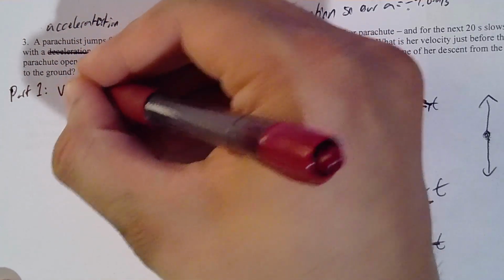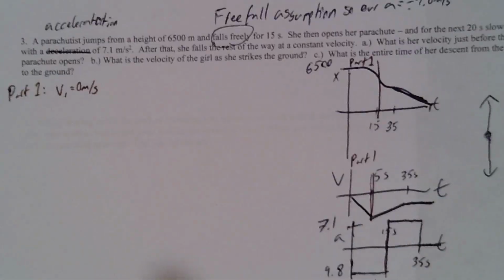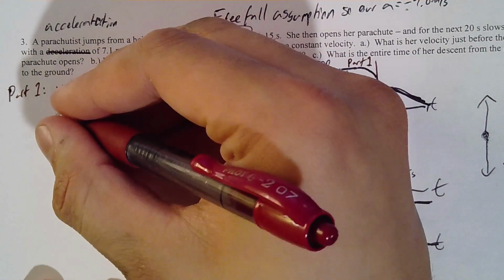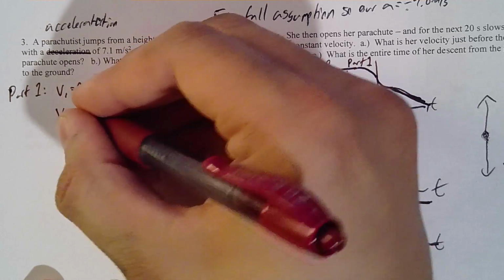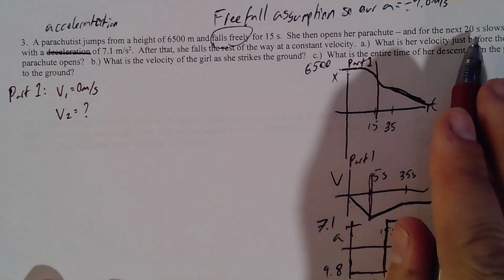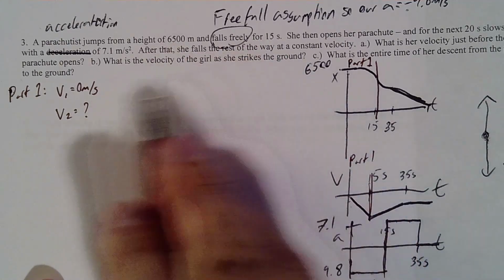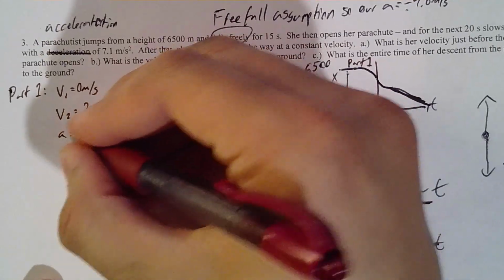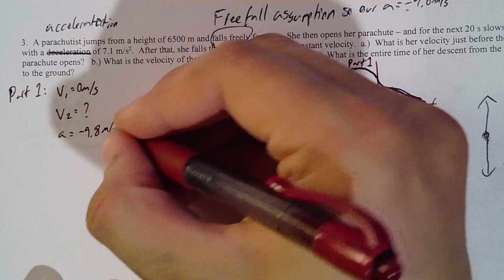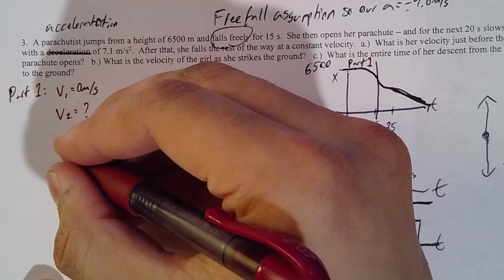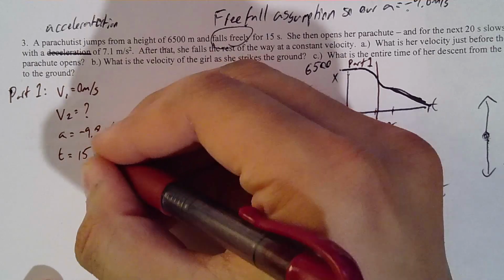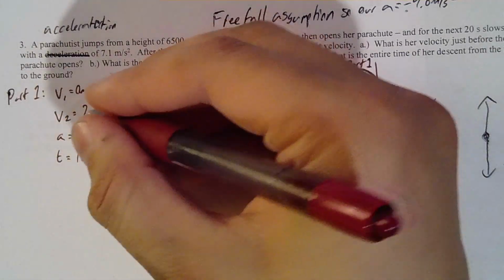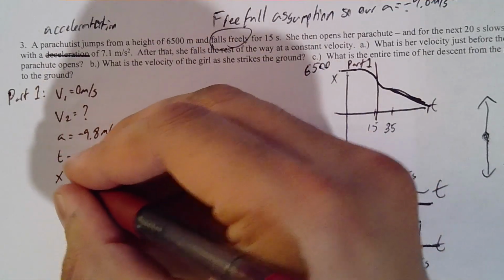our V1 is equal to 0 meters per second, as defined right there. We don't know what our x is. We should maybe calculate that. Our V2, that is what we are looking for here. We are looking to see what our speed is just before the parachute opens. We know our acceleration is negative 9.8 meters per second squared, and we know that our time is 15 seconds. Okay, lovely. Well, we have all this. Let's calculate that V2. Why don't we?